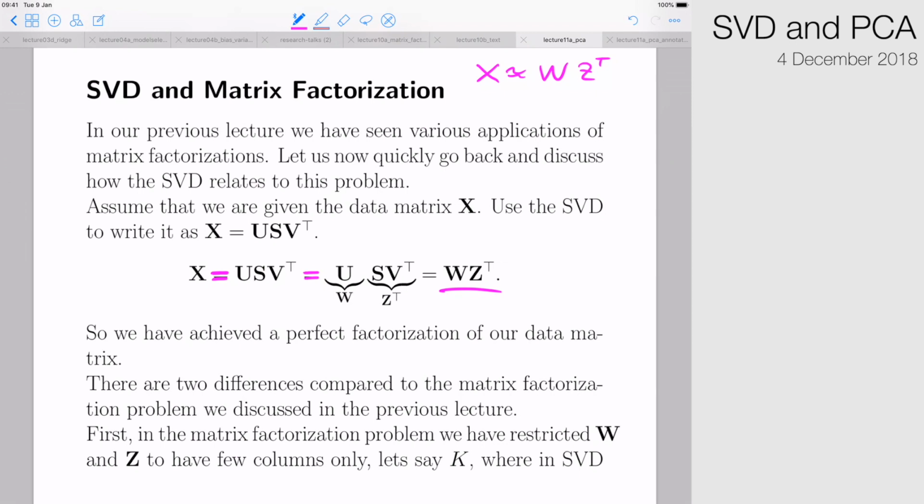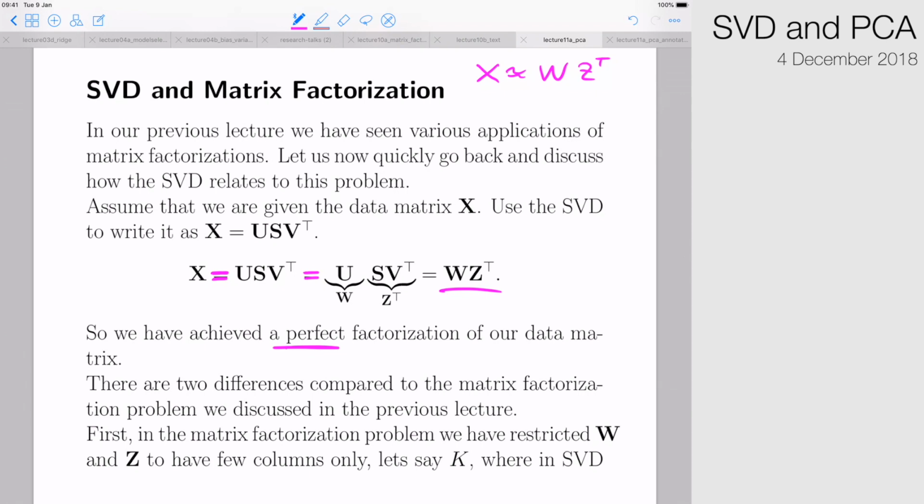You can make different choices here. You can say my U is my W matrix, or you could also group it the other way. You could say this is my V matrix, and the V is my Z matrix. So take your three matrices, group them into two. Now you were able to write your X matrix exactly as a matrix factorization. And it's nice, the property that this is perfect. There's no error happening here.